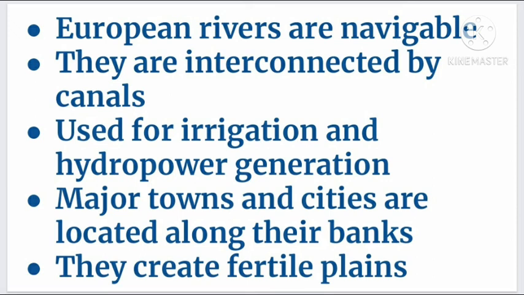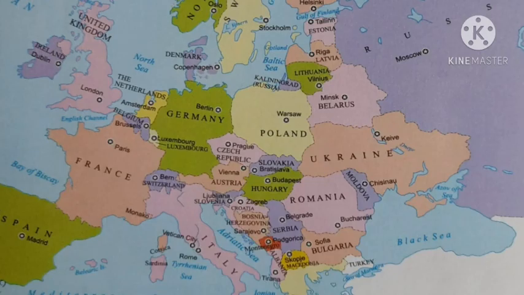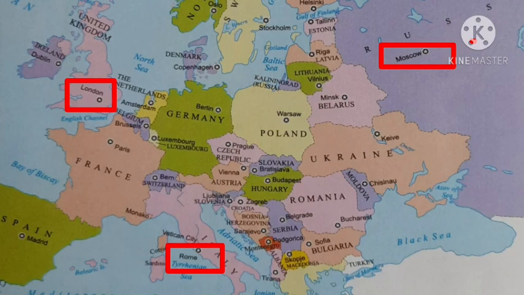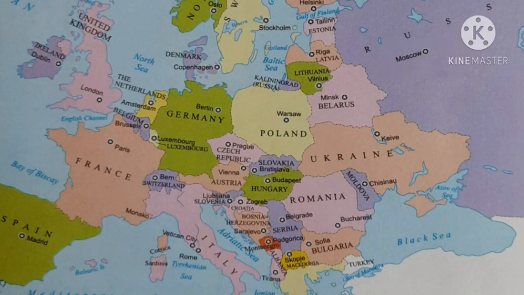For example, London is located on the riverbank of the Thames, and Rome is situated on the riverbank of the Tiber. The city of Moscow is situated on the riverbank of the Volga. The Danube is the busiest river in Europe because it is used as a waterway between different countries. It connects cities like Vienna, Budapest, and Belgrade.